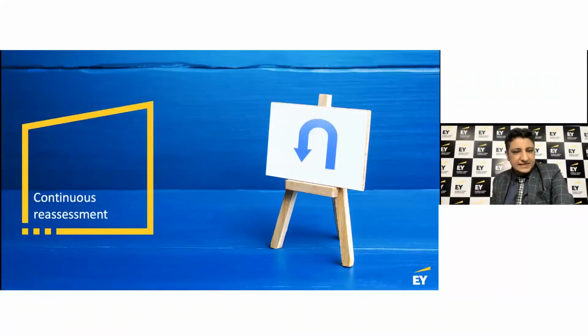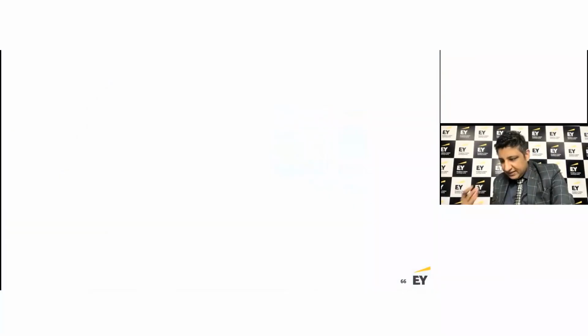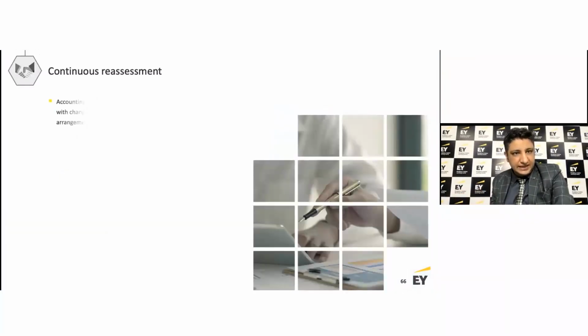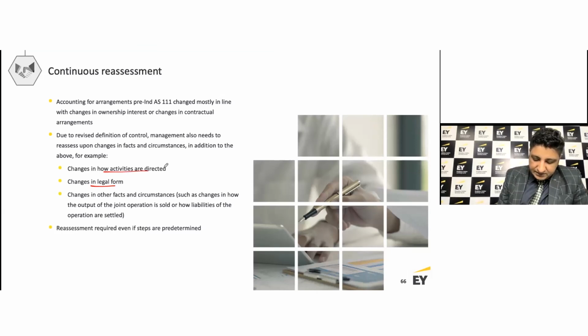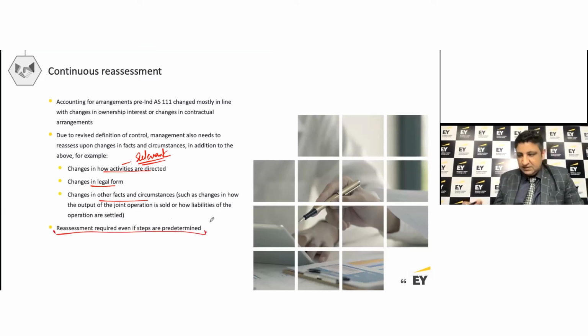Importantly, what we want to briefly discuss is the continuous reassessment of whether that collective control continues to stay. In case there's a change in legal form, a change in how the activities are directed, and by activities we mean the relevant activities we discussed earlier, or a change in other facts and circumstances, you need to reassess whether the joint control has taken a different shape. It's not very critical from an examination standpoint, but conceptually you should be aware of the thought, which is why it's covered briefly.